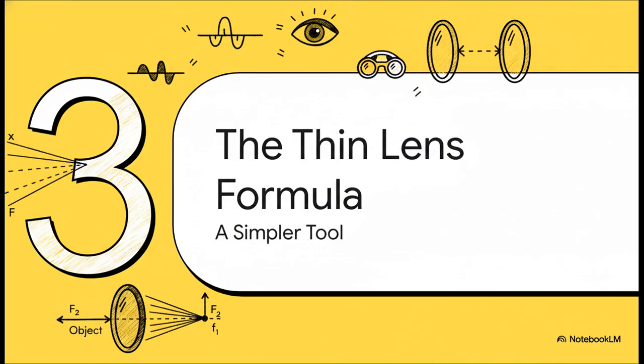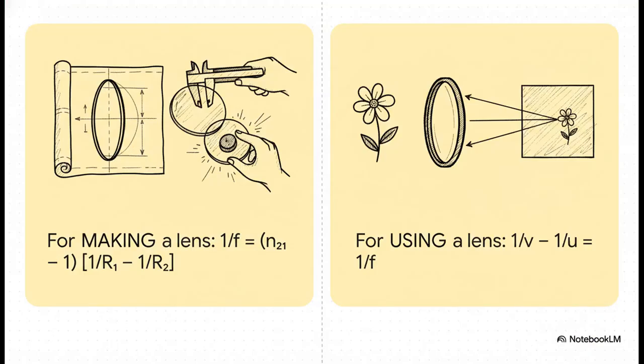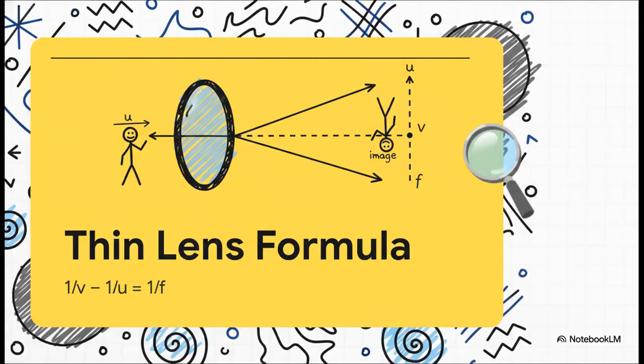Okay, but let's be real. Most of us aren't making lenses, right? We're just using them. And for that, we can simplify things a lot. This brings us to a much friendlier equation called the thin lens formula. And this just lays it out perfectly. On the left, you've got the lens maker's formula, all those details about the glass and the curves. But on the right, for just using the lens, all we need is this clean, simple relationship between the object, the image, and that one single super important number, the focal length, f. So let's take a closer look at this little powerhouse of an equation.